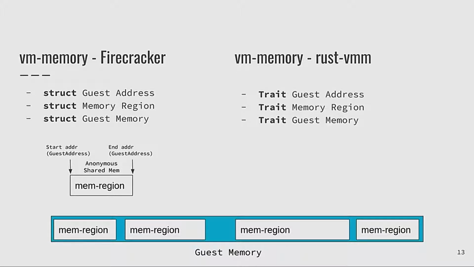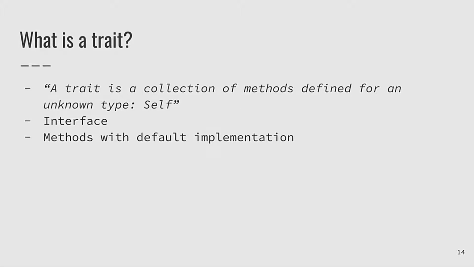And when we moved this crate to Rust VMM, what we actually did is to convert all the structures to traits. So what is a trait? As Rust puts it, a trait is a collection of methods defined for an unknown type, Self. But in other simpler words, a trait is just an interface. So you can also call it an abstract class, because it's an interface that can also have methods with default implementations which you can override.